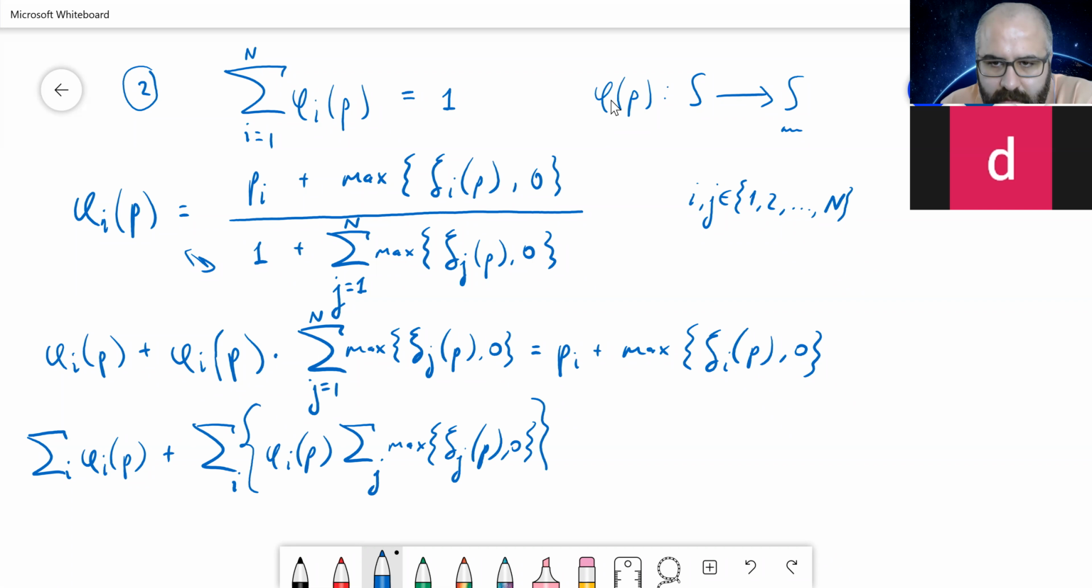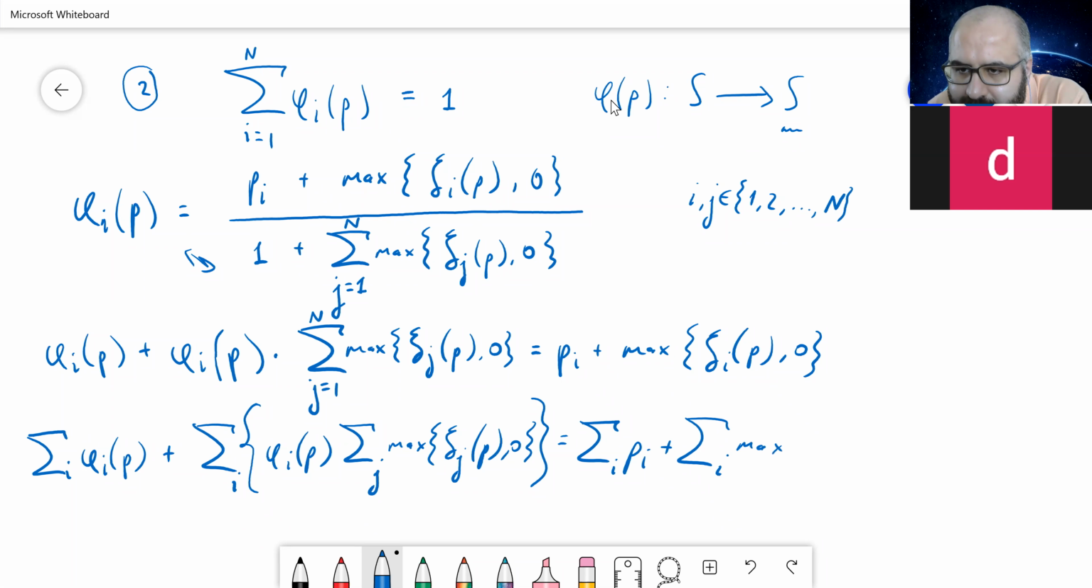Then I have the sum of prices, plus the sum of, again with respect to i, max zeta_i(p), 0. Now, here we have a couple of things to realize. First, realize that this is equal to 1 by definition. This is equal to 1 by definition.